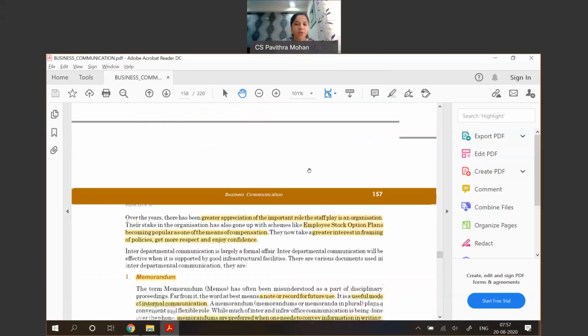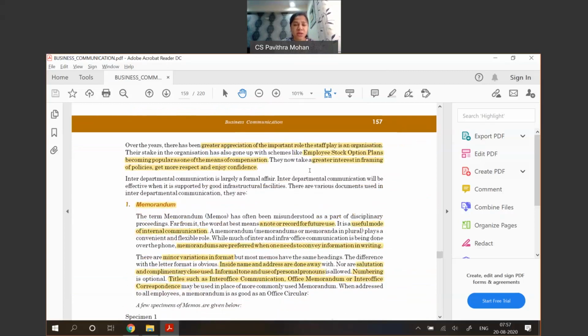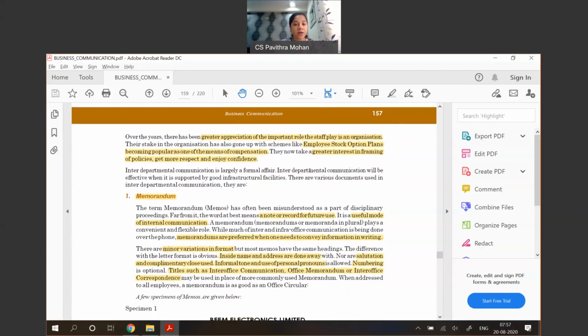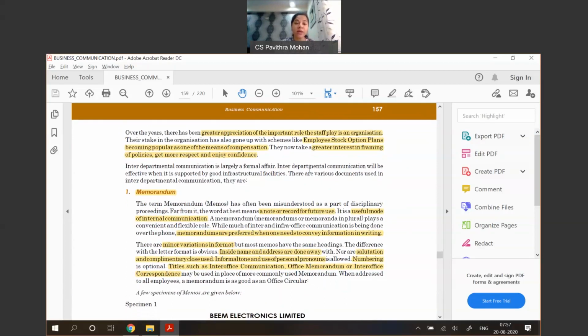Okay, then here most of the time the communication will be formal communication, whether it is inter or intra department, and the staff in the organization play a very important role. Today employees are being involved in every decision making of the company, and they are becoming key to an organization.